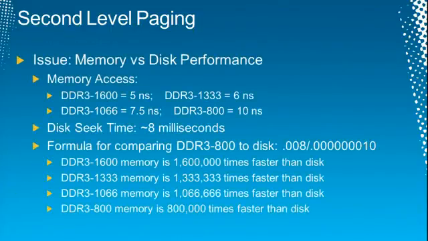This is just another example, a little more depth into why paging in general is bad and why we try to avoid it. As everyone knows, memory is fast, disk is slow. This is just a numeric representation of that fact. Here you can see different memory speeds, DDR3 1600 all the way down to DDR3 800, in the range of 10 nanoseconds to 5 nanoseconds seek time. Compare that to a traditional disk, approximately in the range of 8 milliseconds. If you do the math, DDR3 1600 memory is approximately 1.6 million times faster than disk. Paging is not a good option.